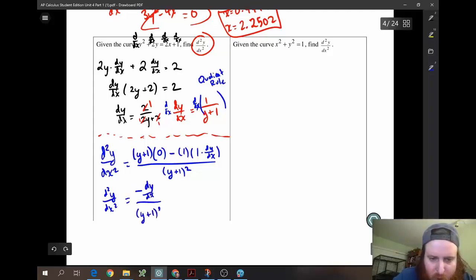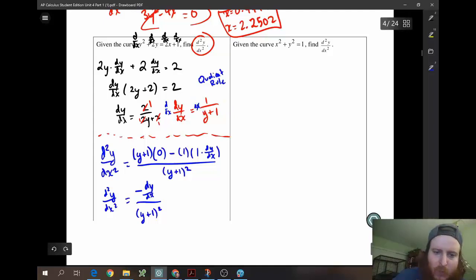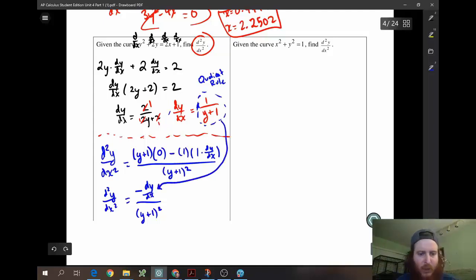And this is where it gets a little bit weird. You cannot have dy/dx in your equation. Okay? You can't have dy/dx in your equation. But what did we know that dy/dx was? We knew that dy/dx was 1 over y plus 1. So what we're going to do is take this and plug it in wherever we see dy/dx.